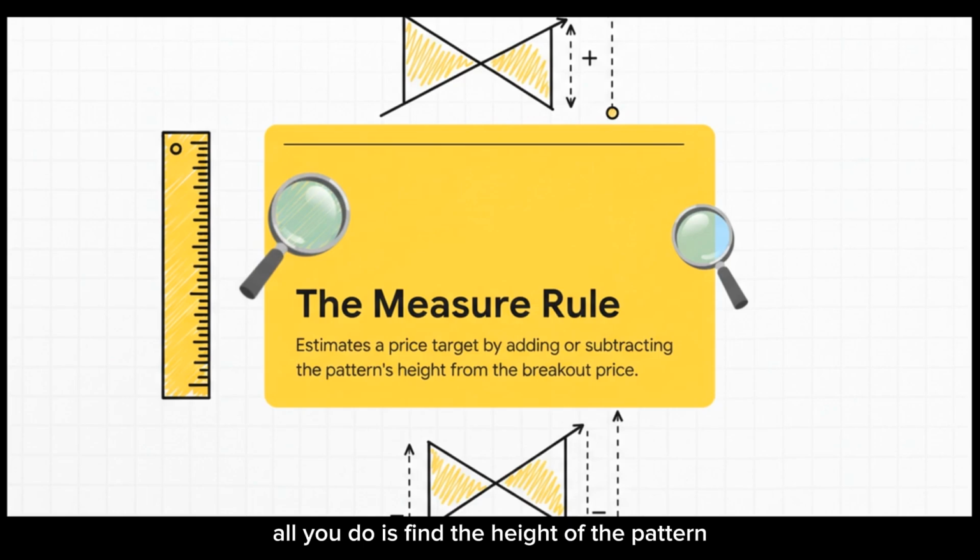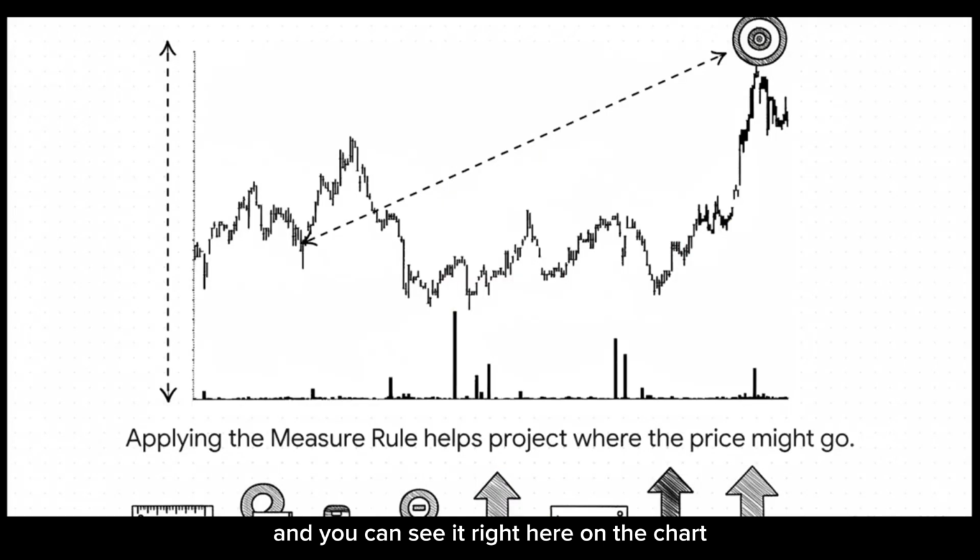All you do is find the height of the pattern at its widest point, subtract the lowest low from the highest high. Then, if you get an upward breakout, you add that height to the breakout price to get your target. If it breaks down, you subtract it. And you can see it right here on the chart. They measure the height of that whole formation, and then they just project that same distance up from where the price broke out. This is great because it turns a chaotic, volatile pattern into a trade that has a logical, defined objective. It gives you a real target to aim for.